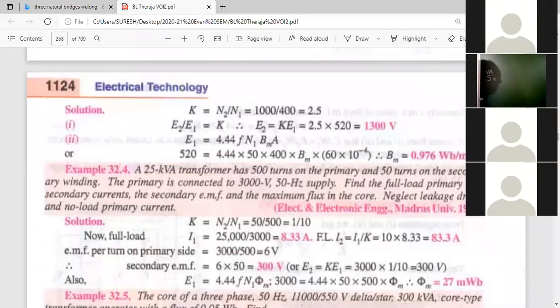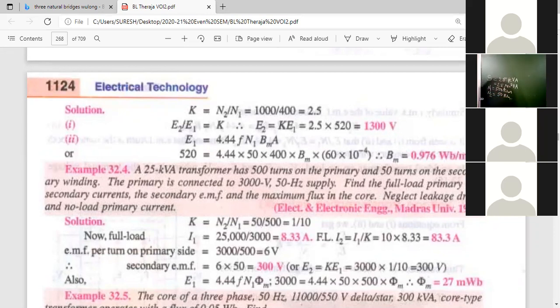The unit of S is volt ampere, but they are giving the power in kilovolt ampere. S is equal to 25 kVA. K means 10 cube, so 25 into 10 cube volt ampere. Your power S is 25 kVA and there are 500 turns on the primary. Your N1 is 500 turns. N2 is 50 turns.